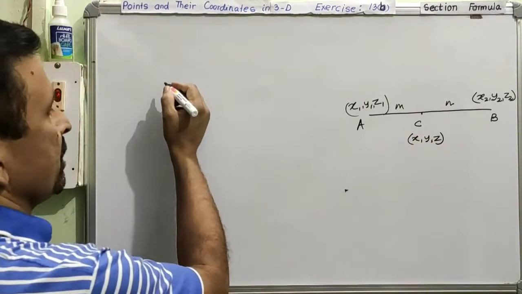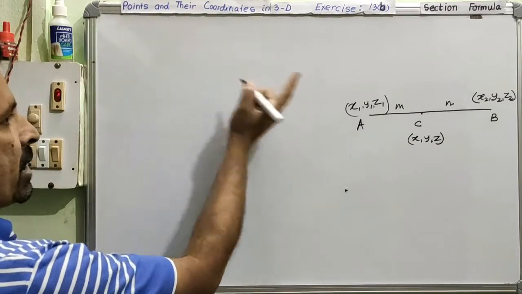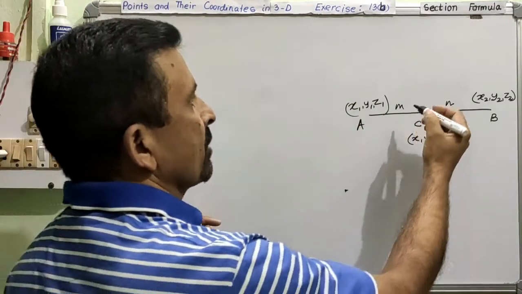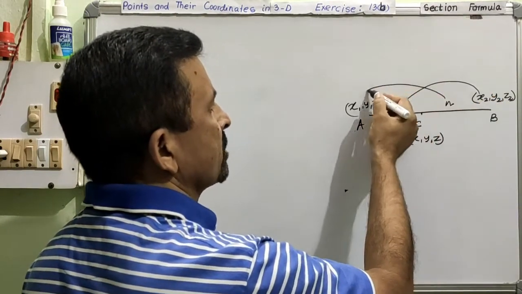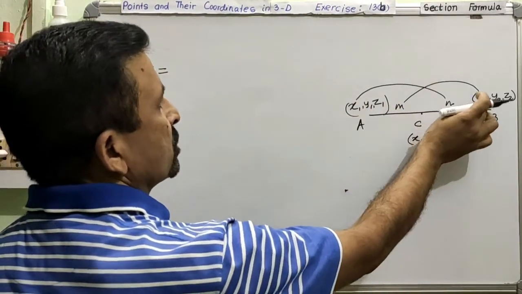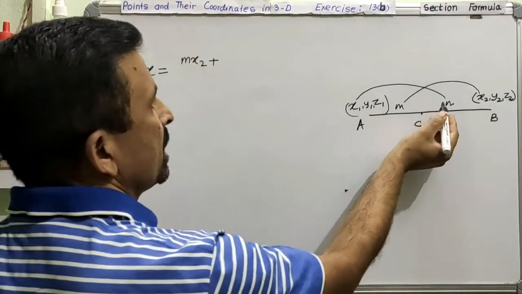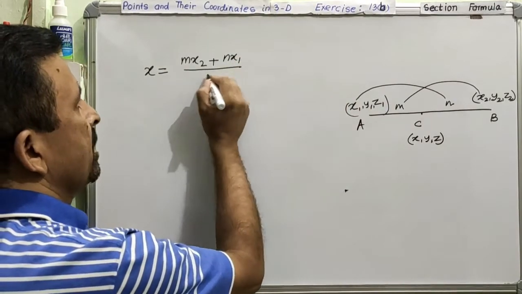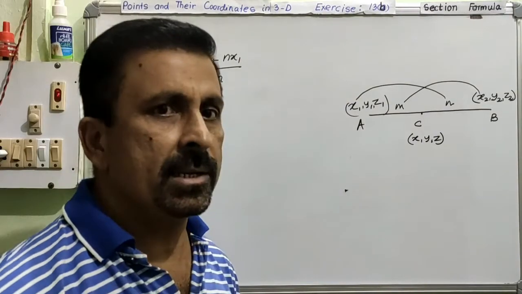So the formula by which we will find out the values of x, y and z, the coordinate of C, is x will be equal to, clear, mx2 plus nx1 divided by m plus n. So using this formula, we can find the x coordinate for C.